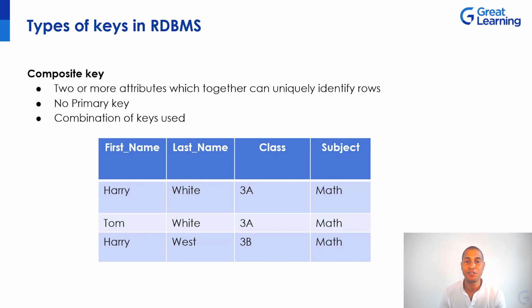Now we talked about a superset, which is a set of keys, and now we're talking about a composite. So it's a little bit different. A composite is going to be us clubbing things together or adding them together. So you can think about two or more attributes that we put together to make a uniquely identifiable row. Think about first and last name, which can be unique, like Harry White or Tom White or Harry West. We can add those two together when there's really no primary key in that table.